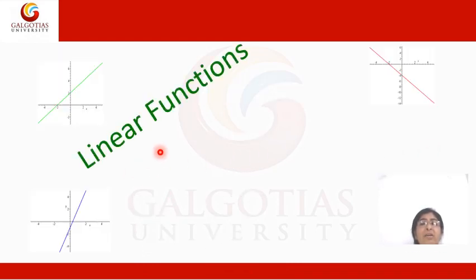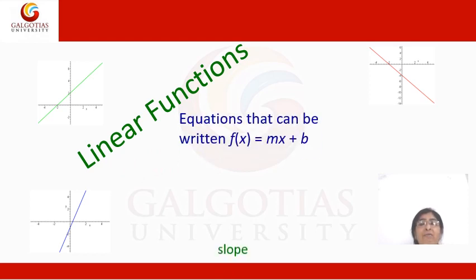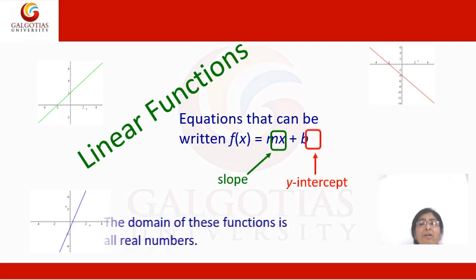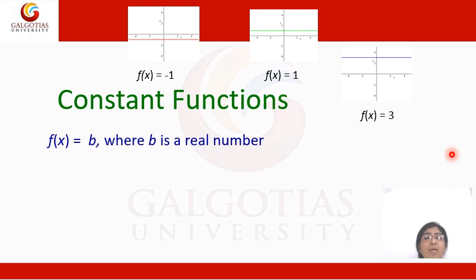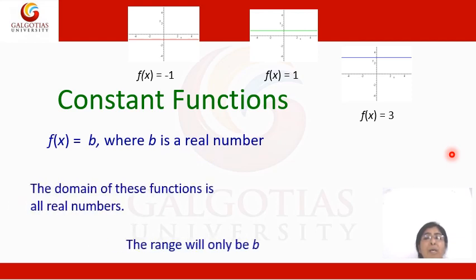Next is linear functions. How will you define a linear function? Now, how will you define a constant function? If f of x is equal to b, where b is any real number, the domain of these constant functions is all real numbers and the range will be b only.